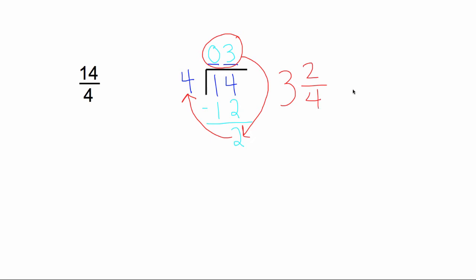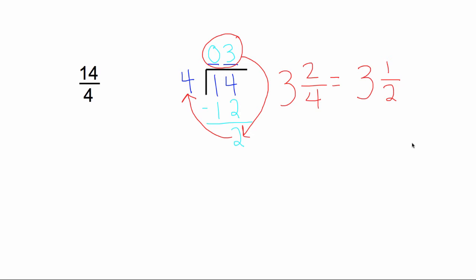In this one, you might notice that 2/4 needs to be simplified. We always have to ask ourselves at the end of this, does it need to be simplified? And 2/4 is just 1/2. So we need to make it as simple as we can. And our final answer is 3 and 1/2.